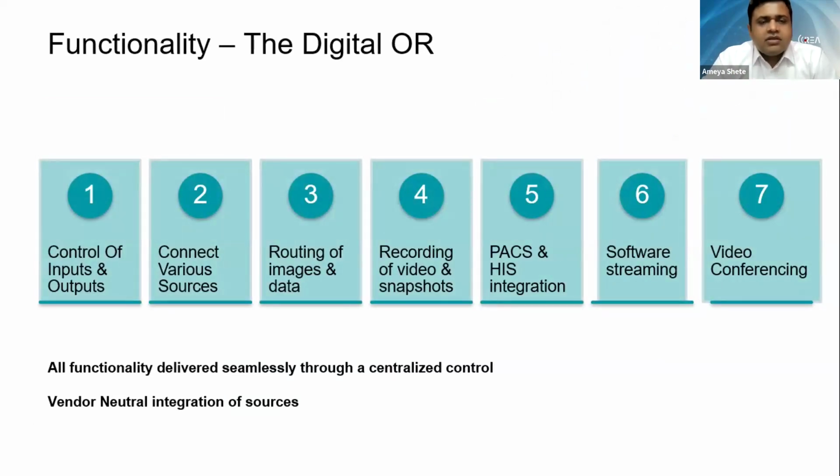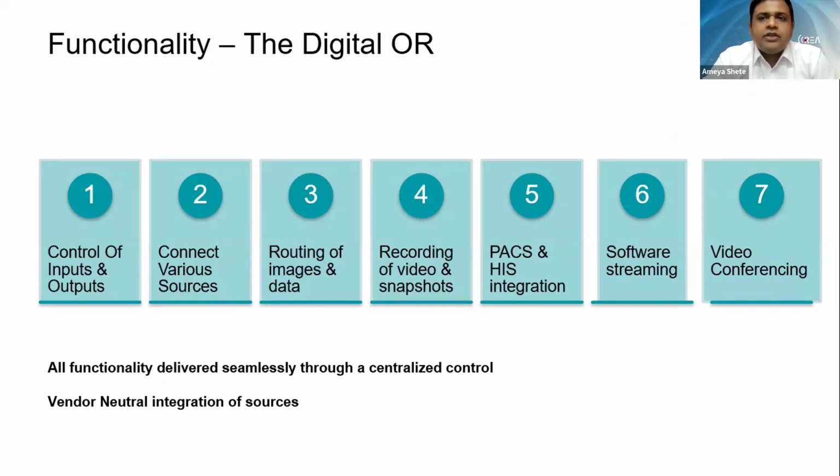First is the control of inputs and outputs. When I say inputs, these are different equipments or different sources which have a display. So they have to be controlled from a single destination or single source. They need to be controlled. Second, you should have the option of connecting various sources. You can't just have fixed sources, one or two. You need to have multiple sources that can be connected.